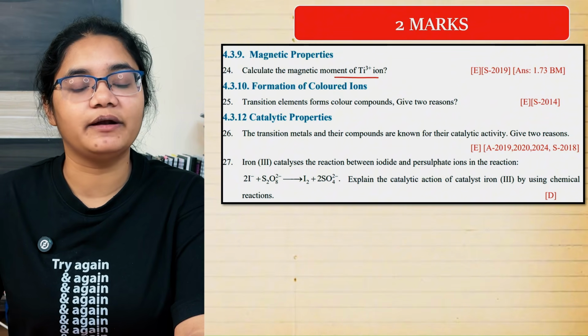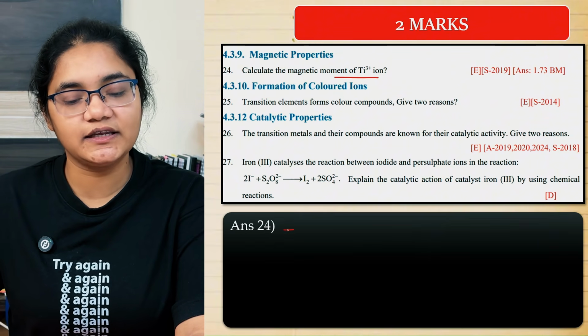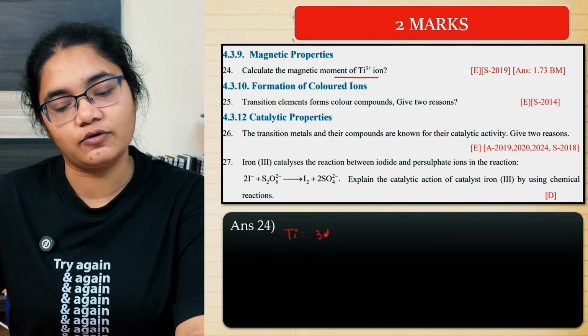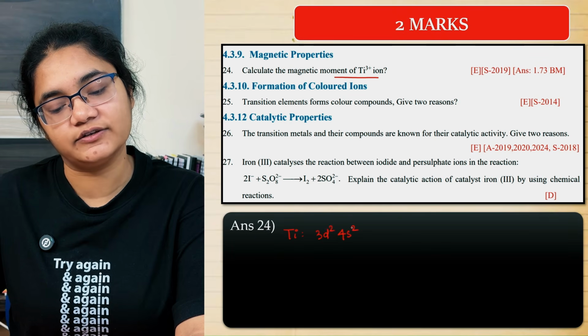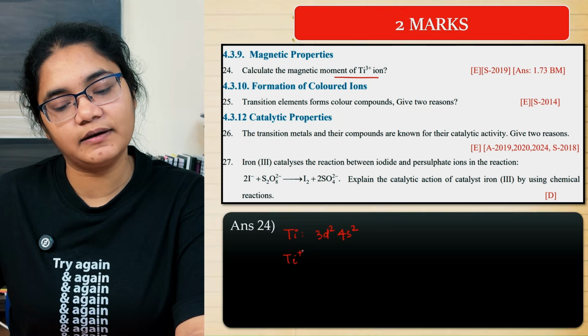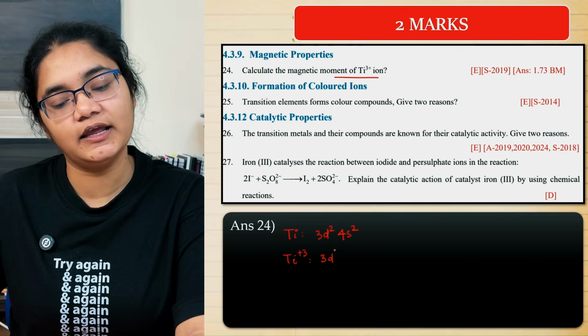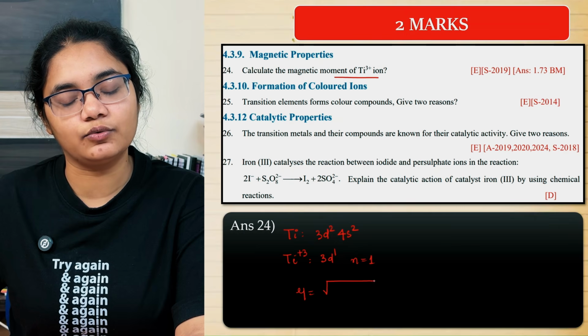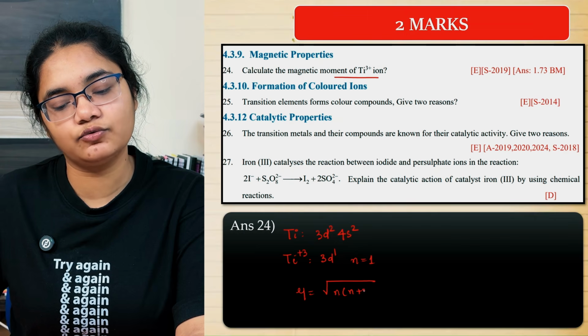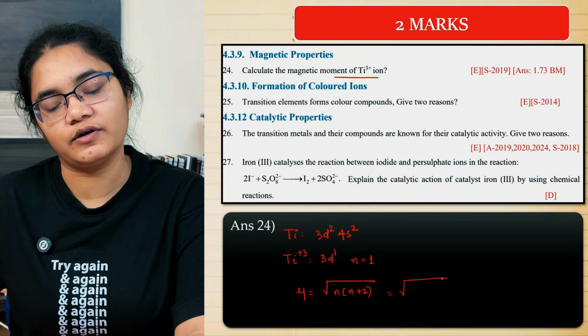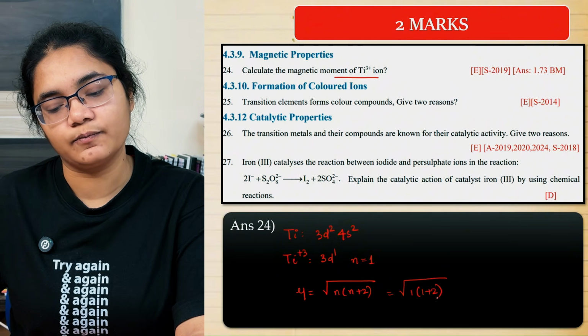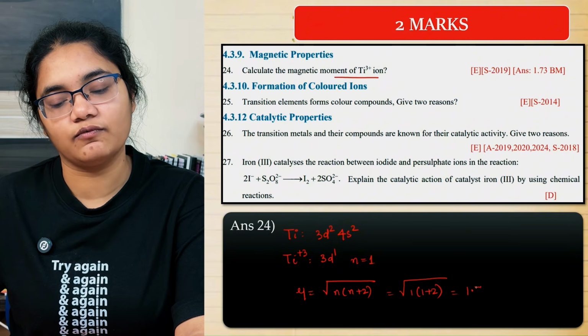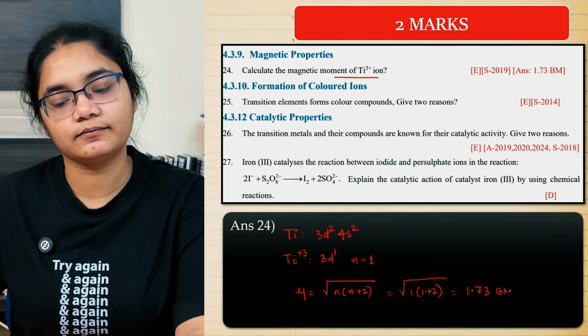Next is question number 24. Calculate the magnetic moment of titanium 3+. If you see titanium, its configuration is 3d2 and 4s2. Next, titanium 3+ will have a configuration of 3d1. So the number of unpaired electrons is 1 here, and mu is equal to root over of n into n plus 2, that is equal to root over of 1 into 1 plus 2, so that is equal to root 3, or 1.73 BM.